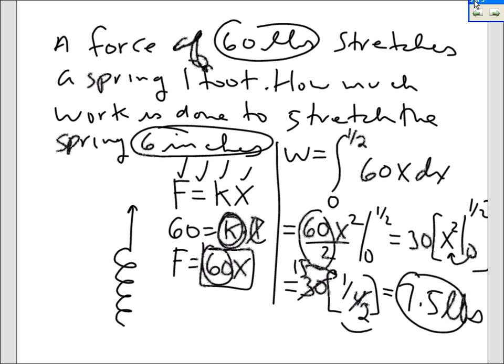Okay, now for the record, it doesn't matter whether you compress it or stretch it. You're going to get the same exact answer. This completes the section on work. Thank you.